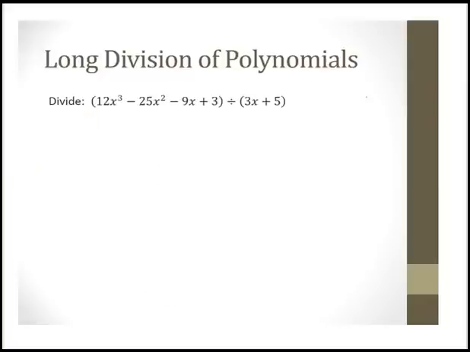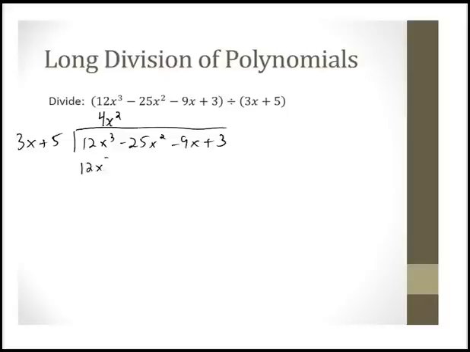Let's see another example. Let's divide 12x cubed minus 25x squared minus 9x plus 3 by 3x plus 5. Writing the long division form, 3x plus 5 divides into 12x cubed minus 25x squared minus 9x plus 3. Dividing the 3x into 12x cubed is 4x squared. Distributing back, 12x cubed minus, I'm sorry, that's a plus, right? 4 times 5, that's plus 20x squared. Subtracting that line.